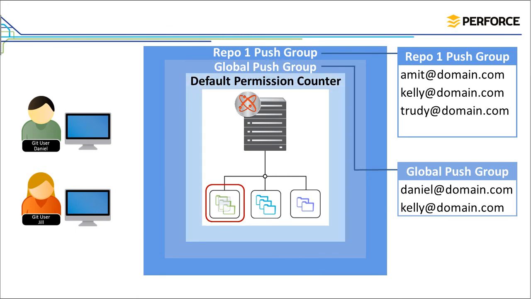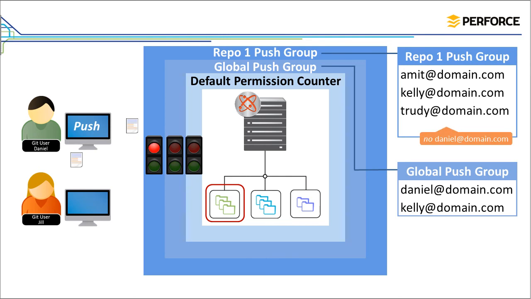In this example, Daniel needs to pull from repo 1. Since the counter is set to the default value to enable any Git Fusion user to pull from any repo, he can get the file. After some edits, he needs to push the file to repo 1. Git Fusion now iterates through the permissions and sees Daniel is not in the repo 1 group, but he is in the global repo push group, so his push is successful.